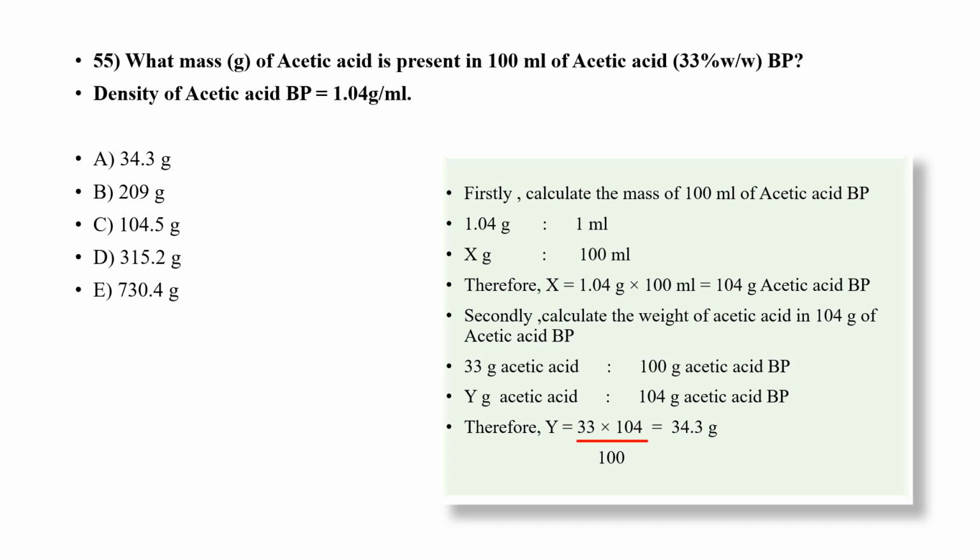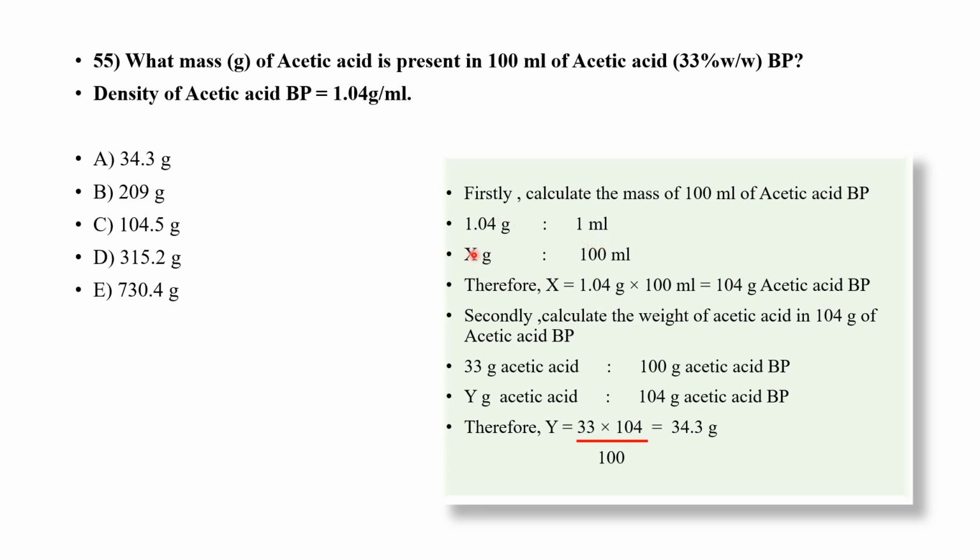Next one, what mass in gram of acetic acid is present in 100 ml of acetic acid having strength 33% weight by weight BP? Density of acetic acid BP is equal to 1.04 gram per ml. So in this question, firstly calculate the mass of 100 ml of acetic acid BP. Density they have given us 1.04 gram per ml. That is 1.04 gram is present in 1 ml.